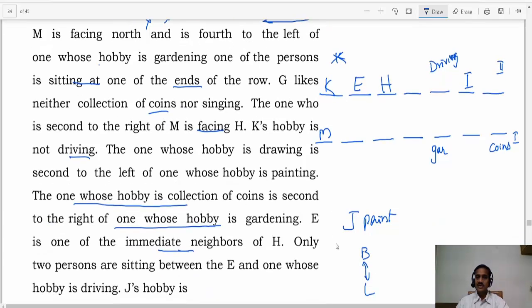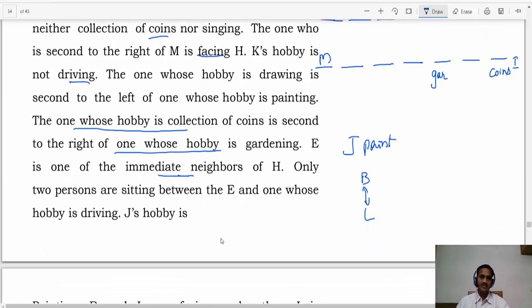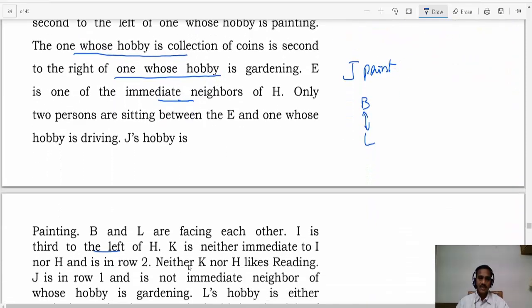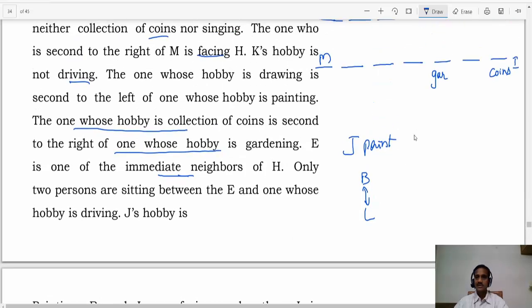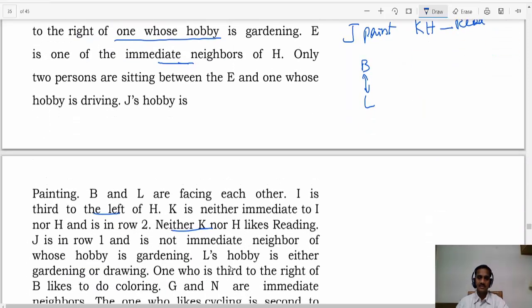And next, B and L are opposite to each other. Next information: neither K nor H likes reading. K and H reading is ruled out.